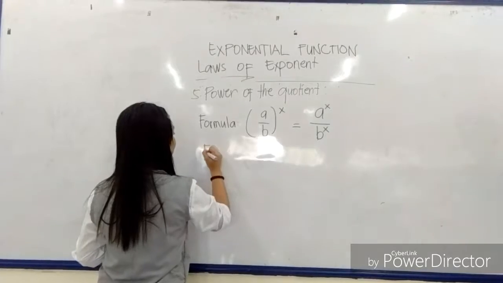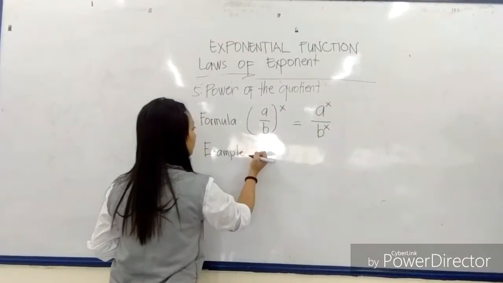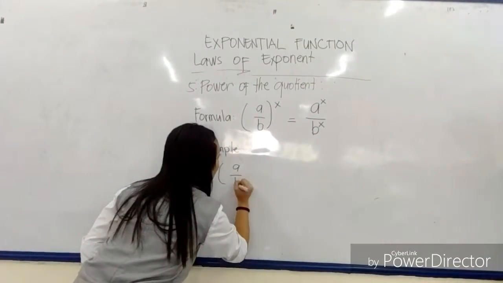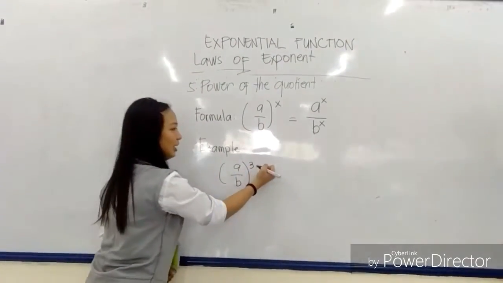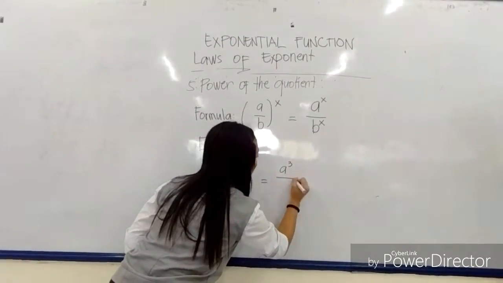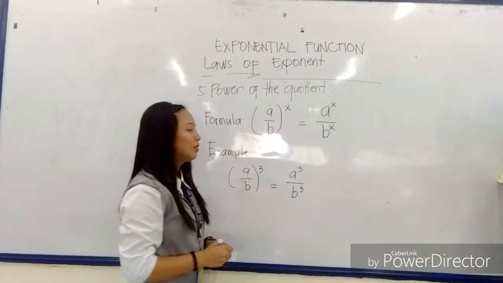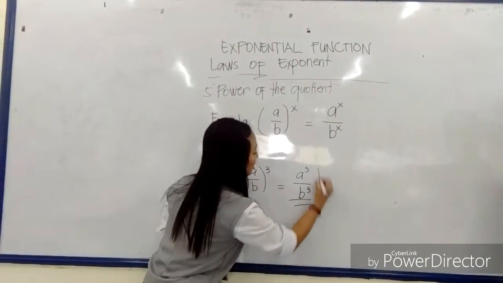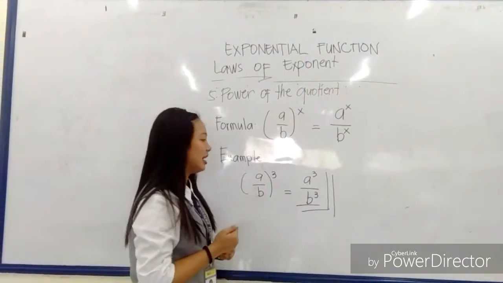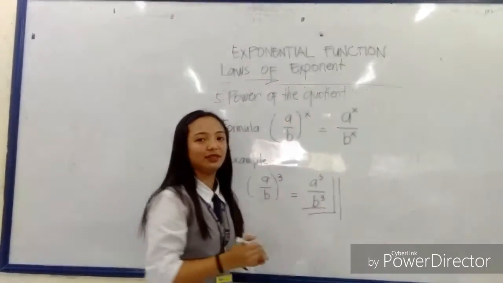For example, quantity a over b raised to the power of 3 is equal to a raised to the power of 3 over b to the power of 3. So our final answer is a raised to the power of 3 over b raised to the power of 3.